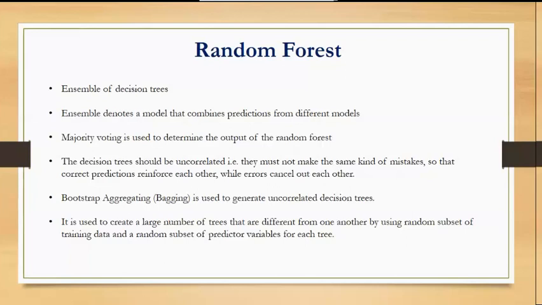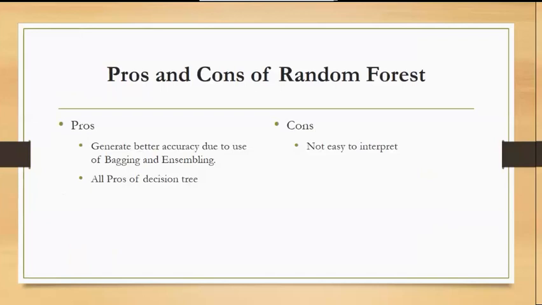So coming to the pros and cons, random forest has all the pros of a decision tree in addition to being more accurate. On the con side, since a large number of trees may be used to make the final prediction, the results may not be very easy to interpret.